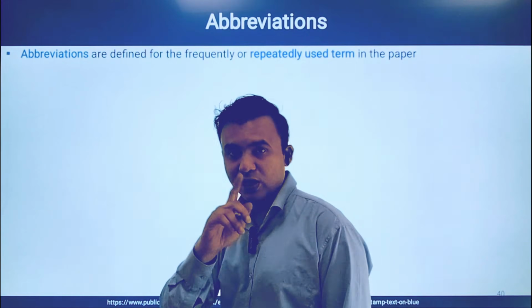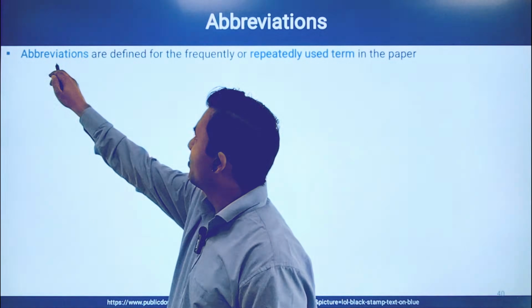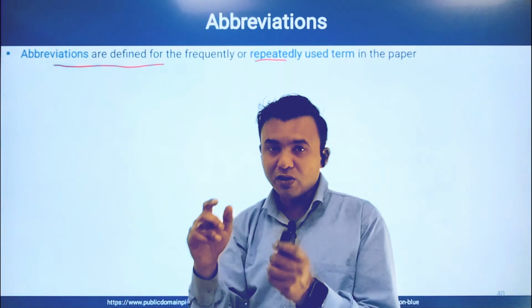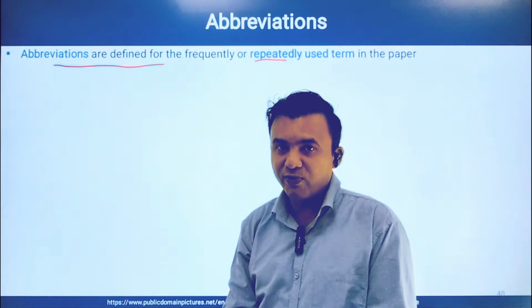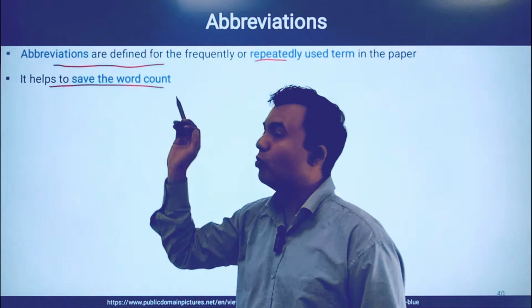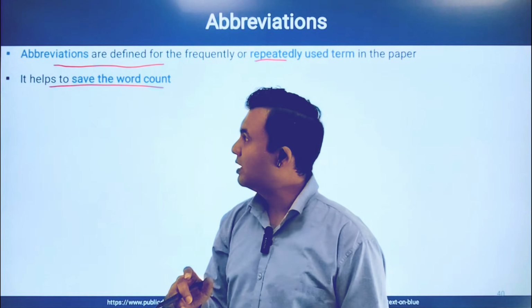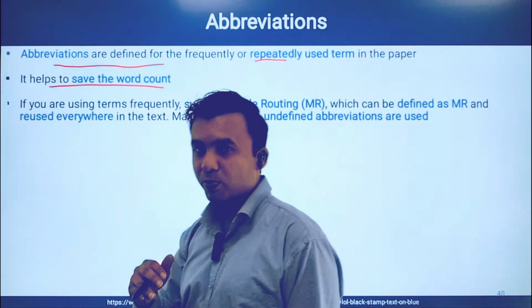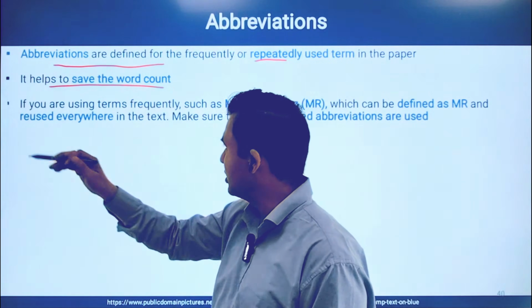Abbreviations. This is an extremely important part. Abbreviations defined: the repeated usage of the key terms you can define as an abbreviation and you can keep reusing it. Right? It helps to save the word count, reduces the length, as well as makes it more professional. Your article will look more professional and scientific, or professional if you're from another field.